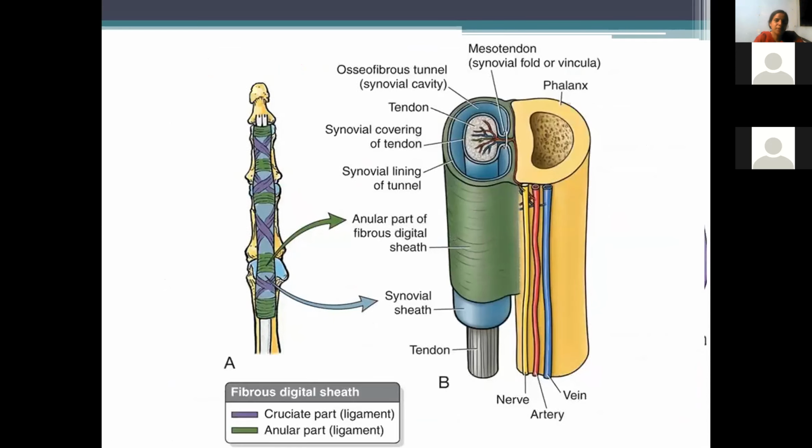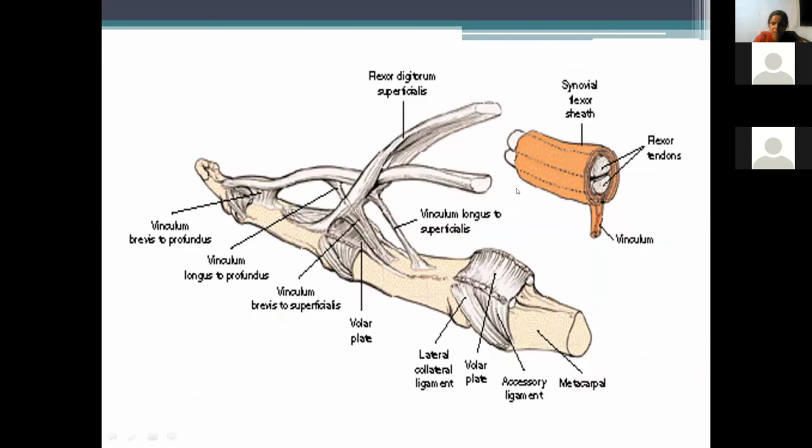I'll tell you. See here, this is the long flexor tendon. Both are coming from the forearm. Flexor digitorum superficialis gets inserted in the middle phalanx. It splits into two and gets inserted into the middle phalanx. See, this is the proximal phalanx, this is the middle phalanx and this is the distal phalanx. Now, flexor digitorum superficialis is getting attached to the middle phalanx and flexor digitorum profundus is getting inserted into the base of the distal phalanx.